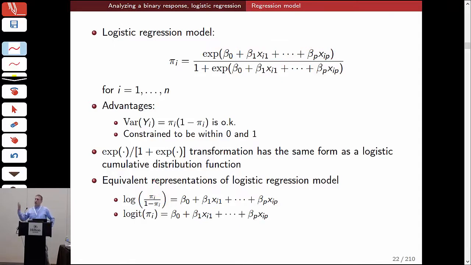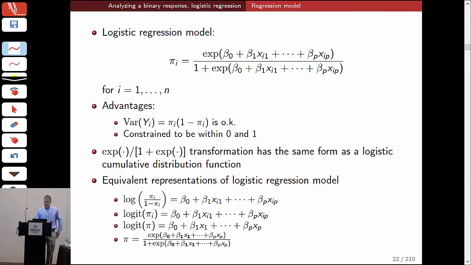Now this log odds of the success has a specific name in terms of a transformation of pi sub i. It's called the logit transformation. So very frequently you will see people instead write this more simply as logit of pi sub i. And if we're all comfortable that we're working with the ith observation, we could drop the i and just write it more simply. And we could do the same thing if we had just pi on the left-hand side too, without the i.